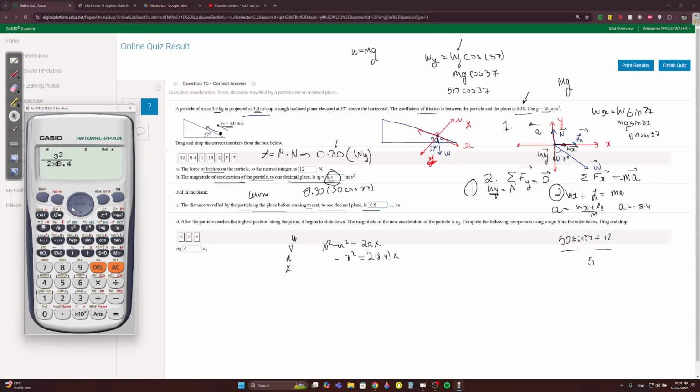So if I used minus 8.4, I would have gotten positive. Yeah. Okay, that was the mistake I made in part A. So always draw the A with the arrow of the acceleration. After the particle reaches the highest position, it begins to slide down. The magnitude of the new acceleration of the particle is A2. Complete the following comparison using a sign from the table.